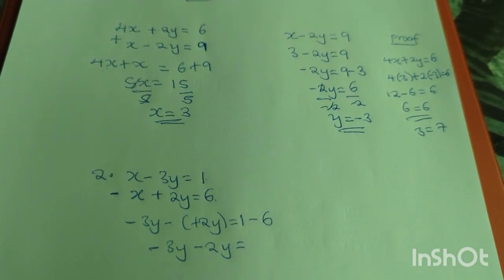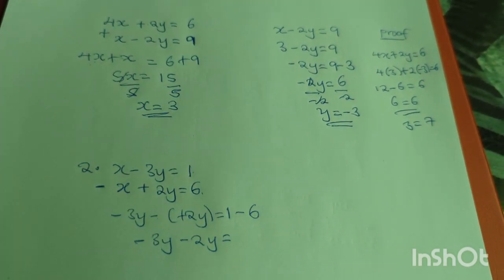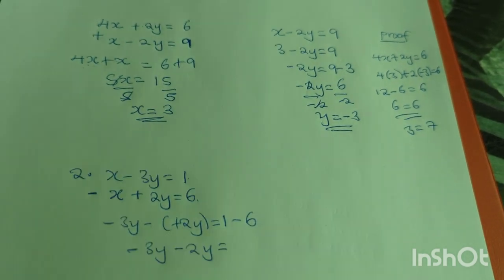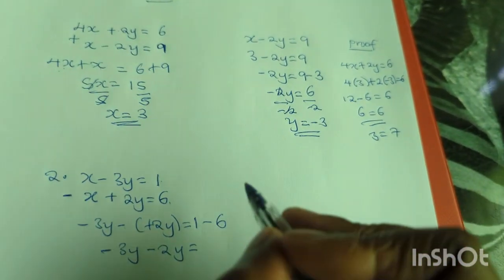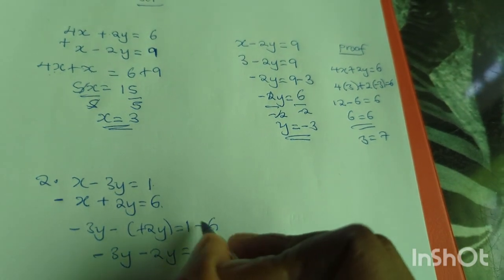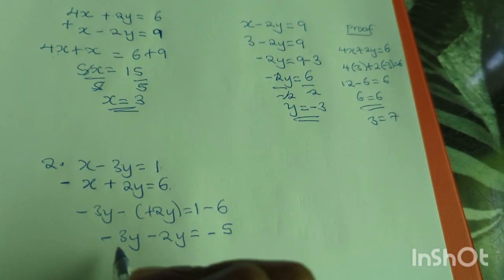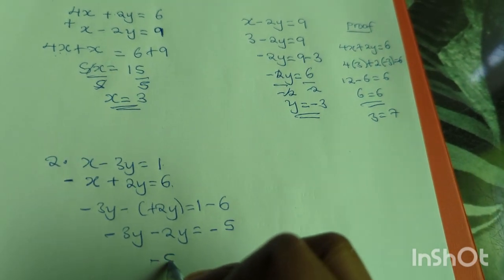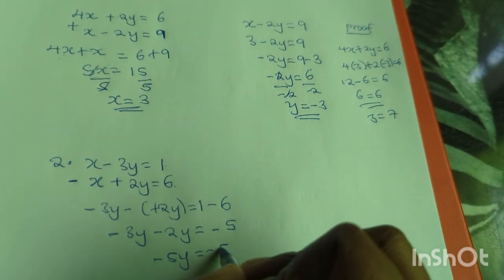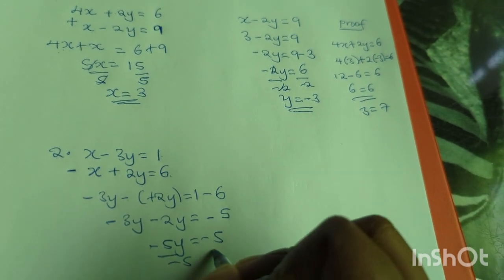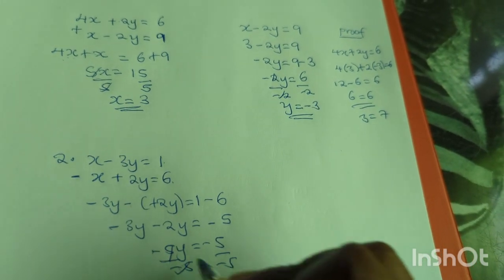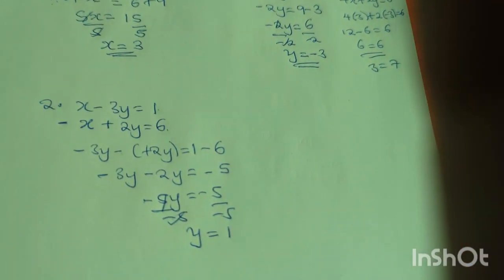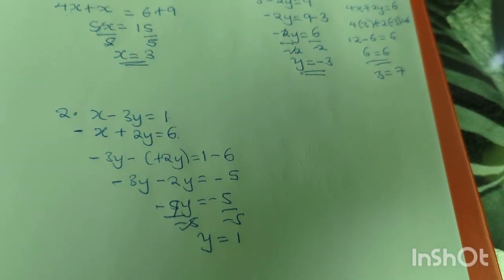Same signs. The rules are different now for integers. Same signs, you add. Different signs you subtract and get the sign of the bigger number. So here the bigger number is 6 and it's negative. 6 minus 1, 5. Same signs you add. So negative 3y minus 2y gives us negative 5y equals negative 5, divided by negative 5 on both sides. Okay, negative divided by negative gives us positive. So our value of y is simply positive 1.